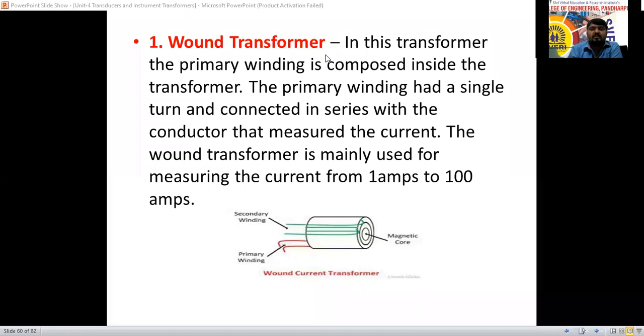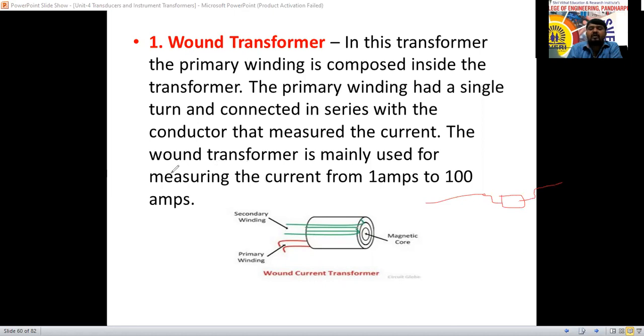In this transformer, the primary winding is placed inside the transformer. We have used a magnetic core. The primary winding has a single turn, only one turn, and it is connected in series with the conductor that measures the current, directly to the line voltage. Directly it is connected in series. One terminal connects to one side, and the other terminal goes to the other side.